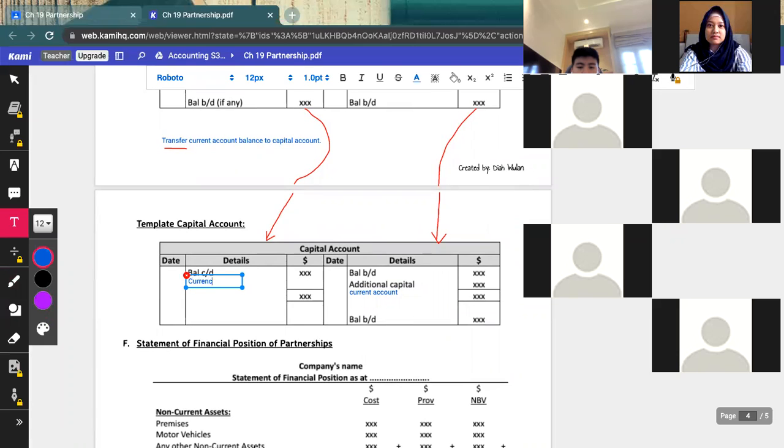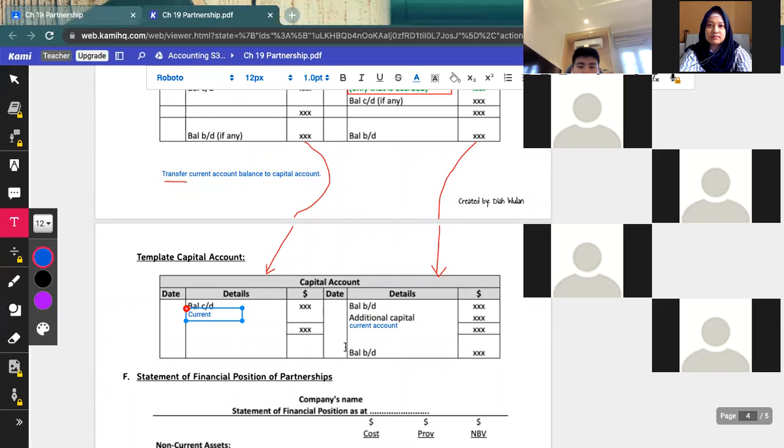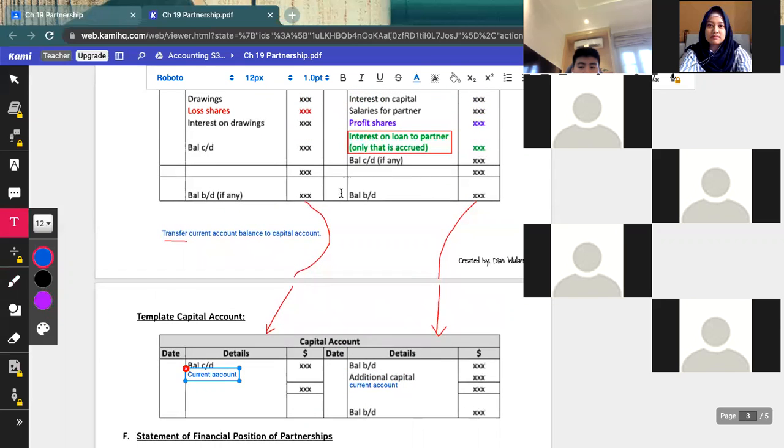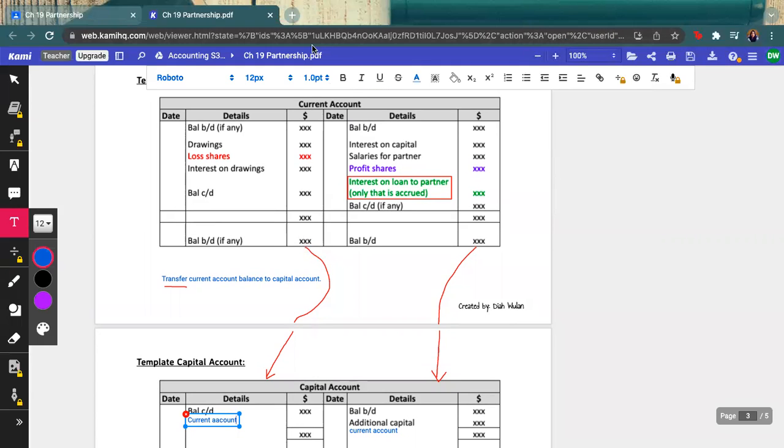Transferring current account to capital account may result in your capital account having additional entries in the debit or credit. It depends on the balance of your current account. Okay, continue.